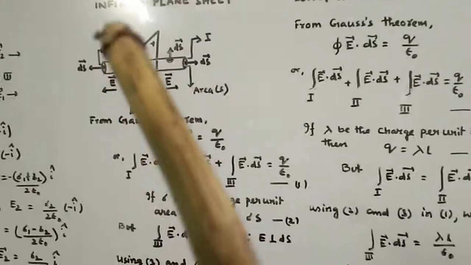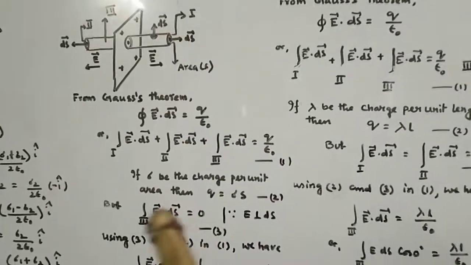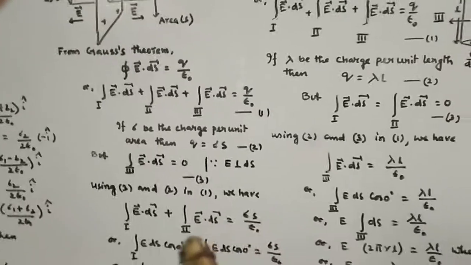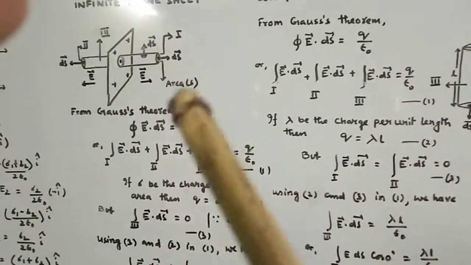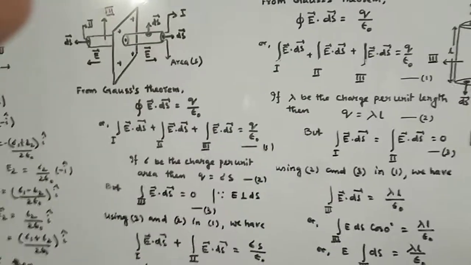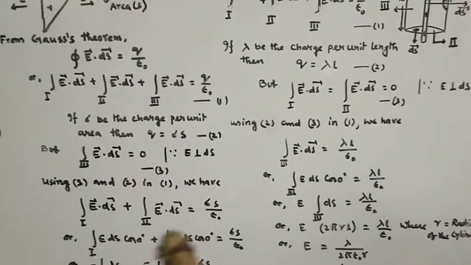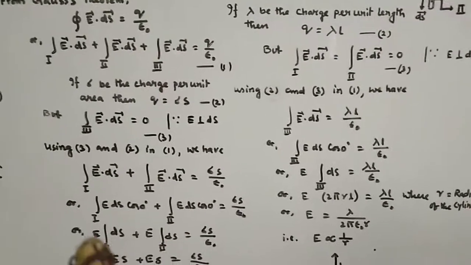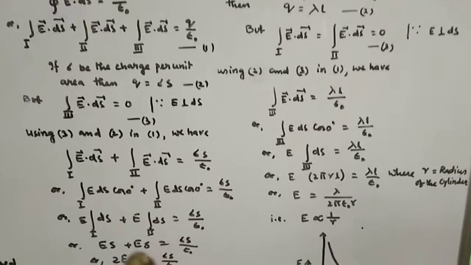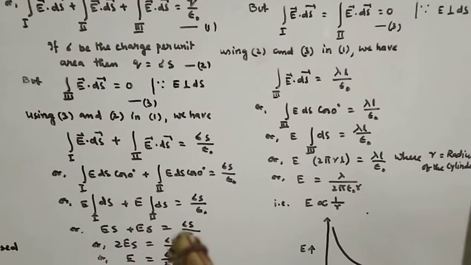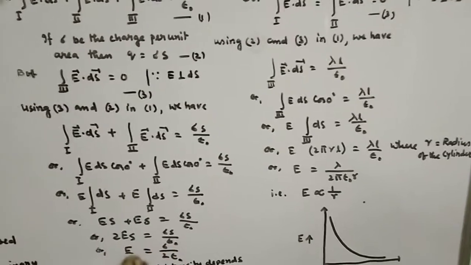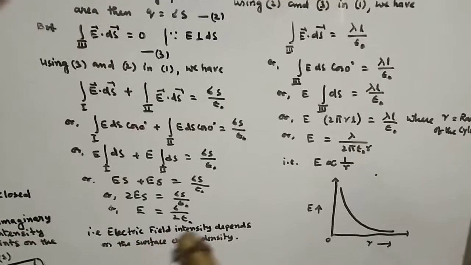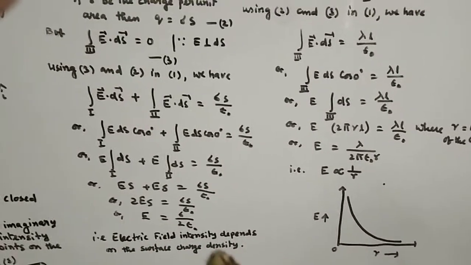And for the third one, E is perpendicular to ds, that's why it goes off. Now 1 and 2 we have to use. Now for 1 and 2, ds and E are in the same direction, so cos 0 comes out, and E comes out because E is constant, and the integral of ds is S, so ES plus ES is 2ES. With further simplification, E equals sigma by 2 epsilon naught. So the electric field intensity depends on the surface charge density.